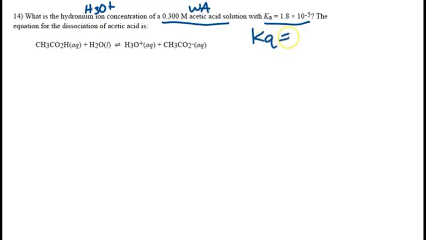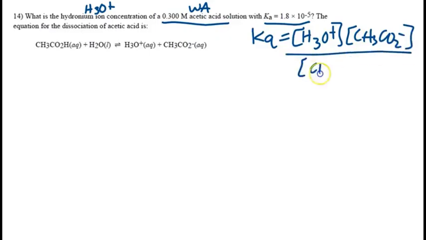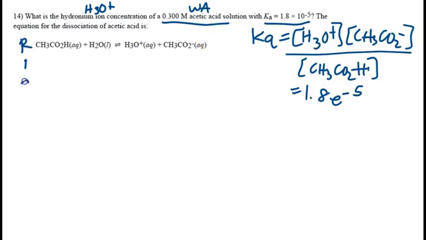So the Ka expression is going to be based on my products and my reactants. So it's going to be my H3O+ concentration multiplied by my acetate ion concentration, divided by my acetic acid. All right, so that is my Ka expression, and this entire expression is equal to 1.8 times 10 to the negative 5. We can go further, of course, and we can look at the overall reaction that's given, and because they want us to solve for the H3O+ concentration, and they give us a Ka value, we know we can use a RICE table for this.